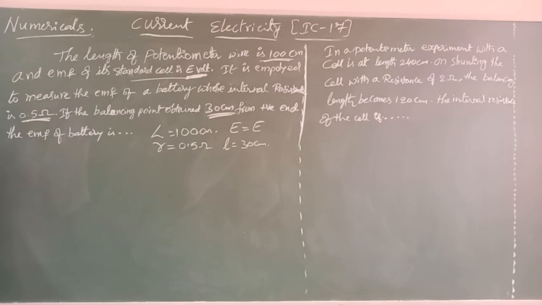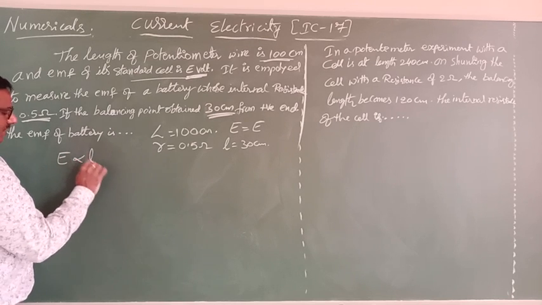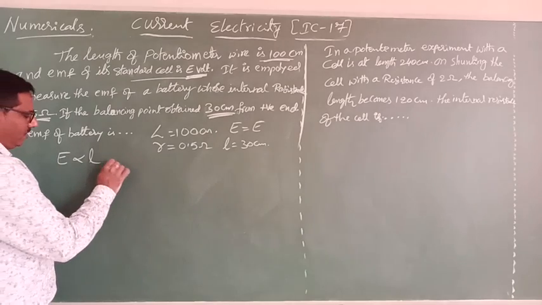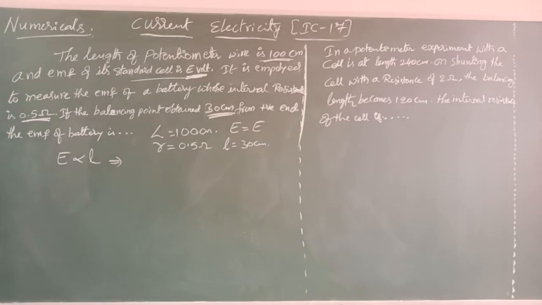Okay, so how can you measure? Very simple. At the first time, when the standard cell is used, according to the potentiometer principle, what can we write? E directly proportional to L. Very simple. Okay, you can use these all.